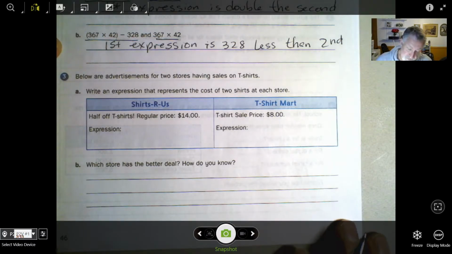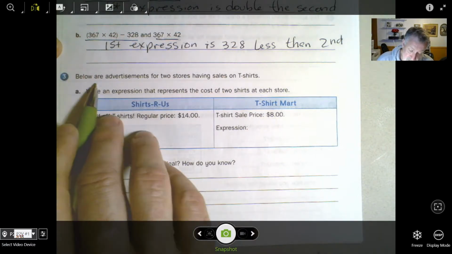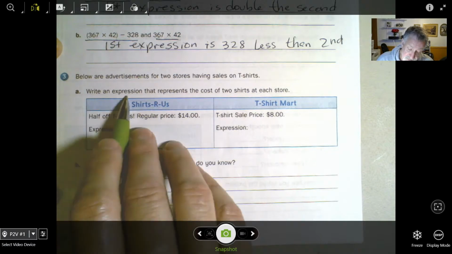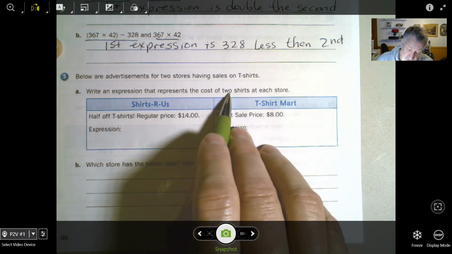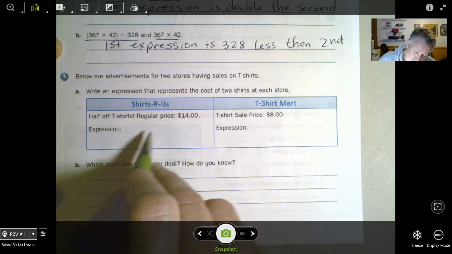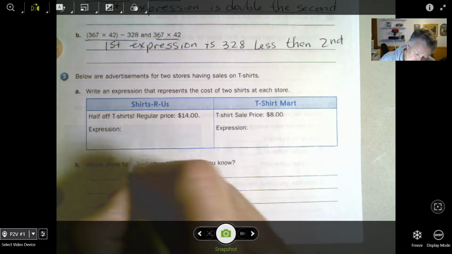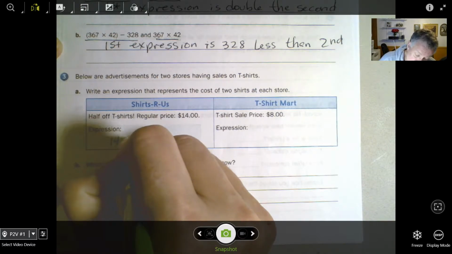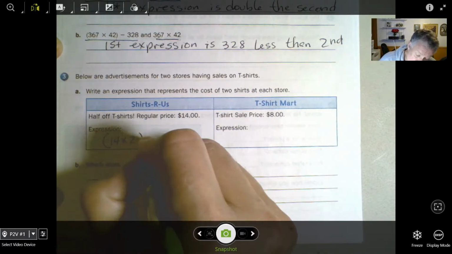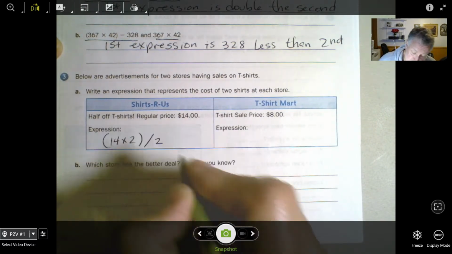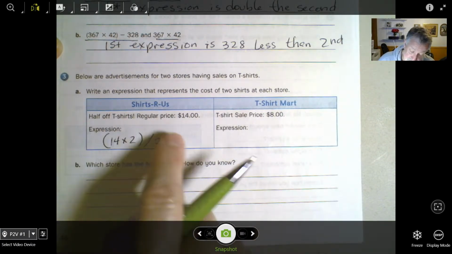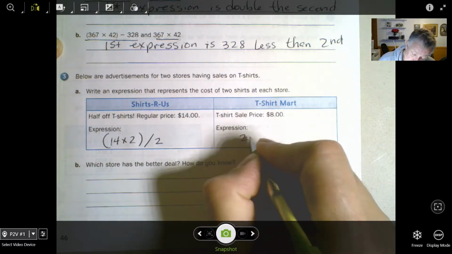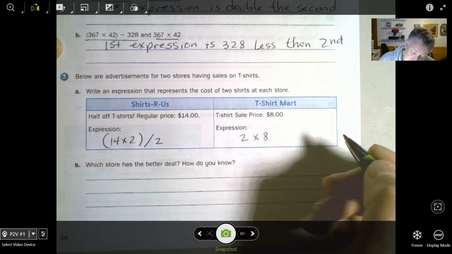Alright, number 3, below are advertisements for 2 stores having sales on t-shirts. Write an expression that represents the cost of 2 shirts at each store. So if I'm going to buy 2 shirts, if the regular price is 14, I'm going to buy 2 shirts, but I'm going to divide that by 2 because they're half off. Over here, I'm just going to do 2 times 8.